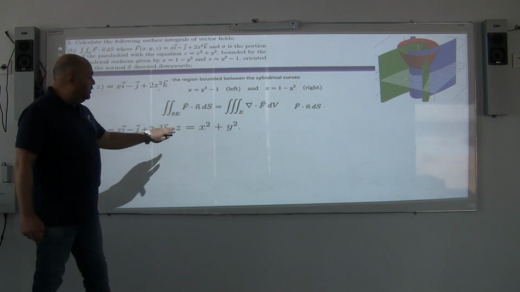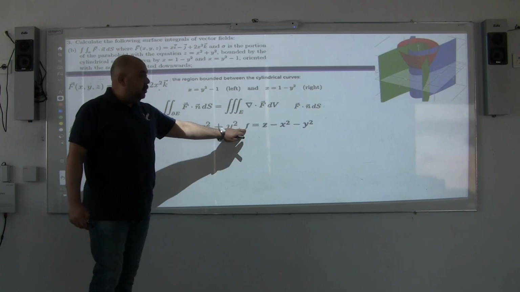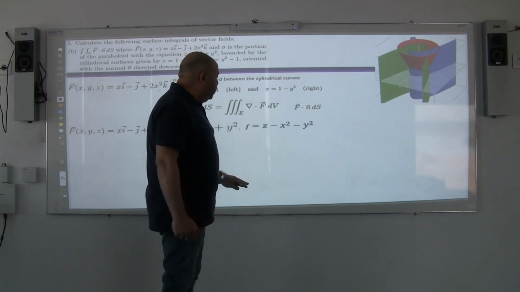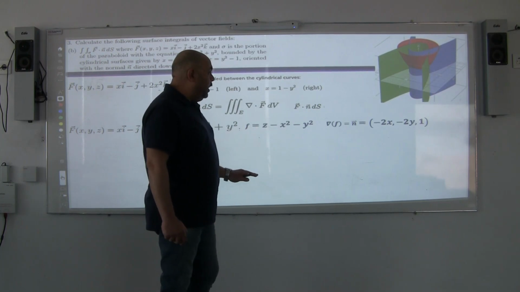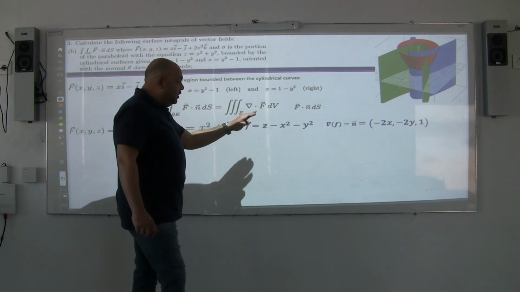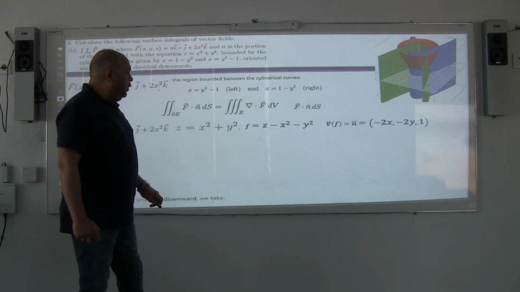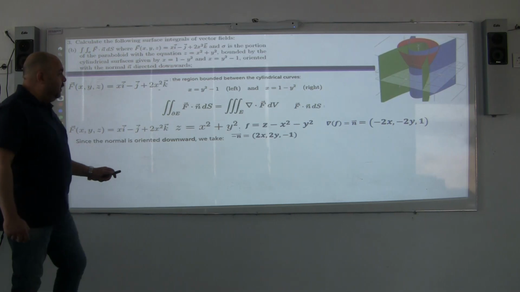And z is equal to x squared plus y squared. So in order to get the n vector, which is going to be z minus x squared minus y squared, differentiating will lead to negative 2x, negative 2y, and 1. Here we go, that's the n, which is the gradient of f.